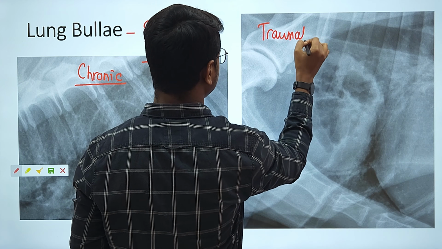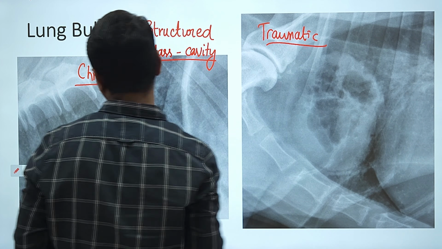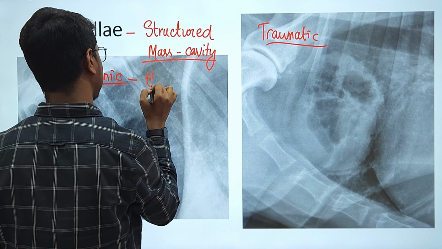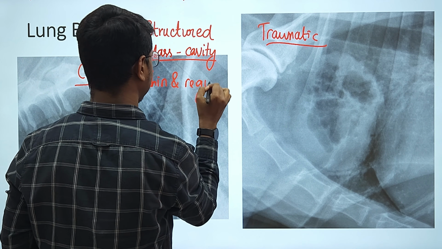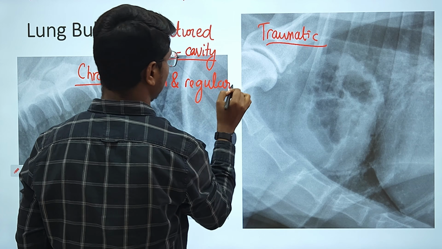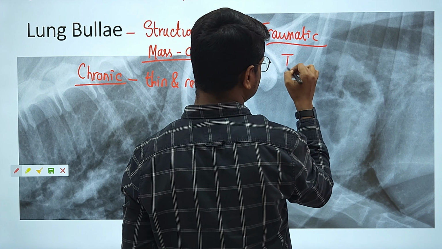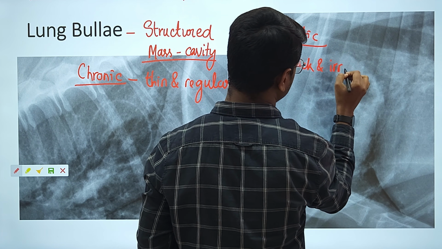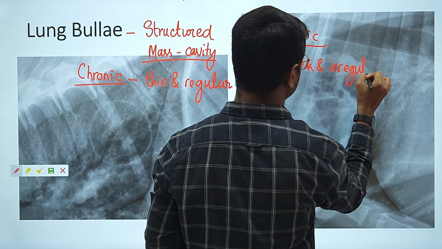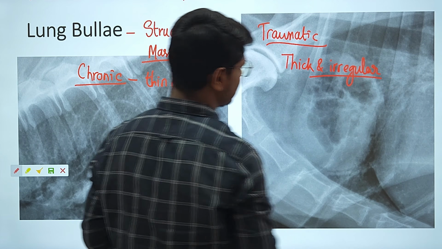The difference is, in case of chronic lung bulla, you will find a thin and regular margin, while in case of traumatic you will find a thick and irregular margin. This is the only difference.